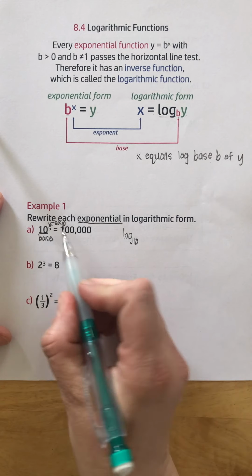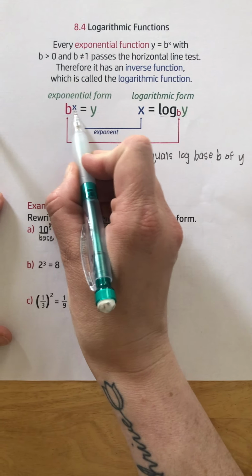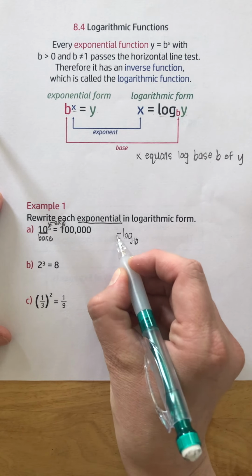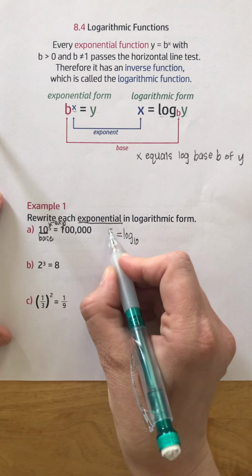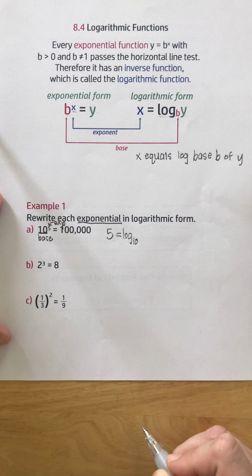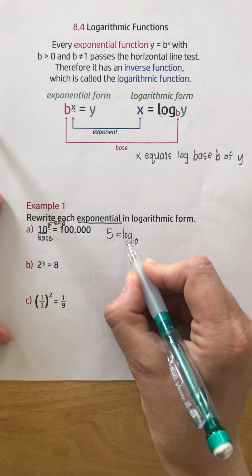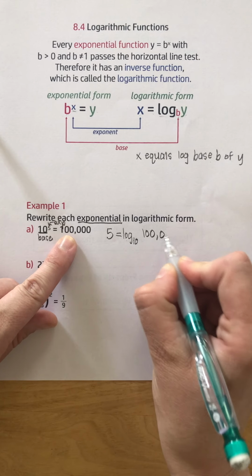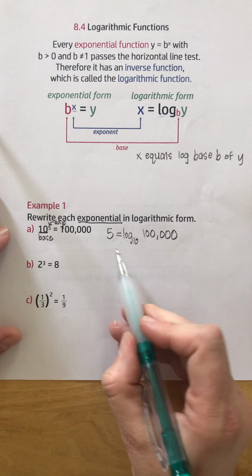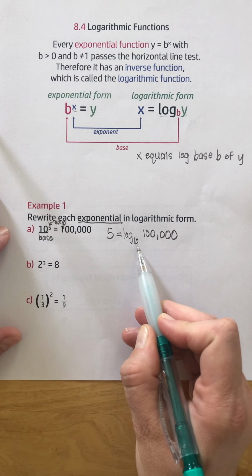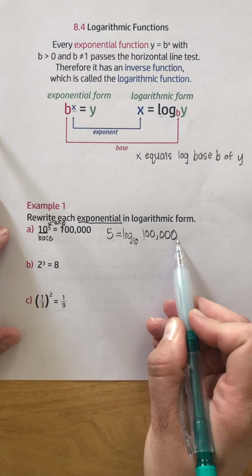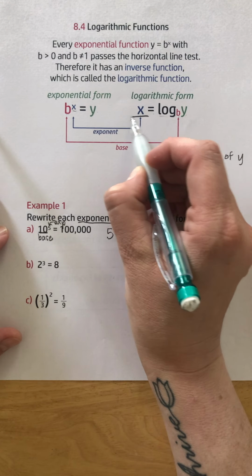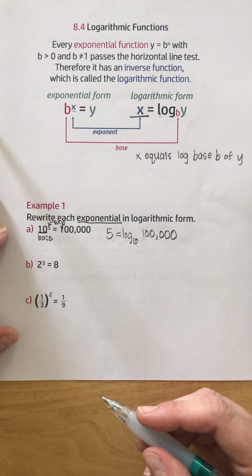Now the exponent, let's look at the exponent. The exponent is always on the other side by itself. So that means for the equal sign over here, the exponent is going to be on that side by itself. And so what's going to come after log base 10? That's going to be this number right here, 100,000. So I'm going to say that log base 10 of 100,000 equals 5. So whatever this is equal to, that is always the exponent.